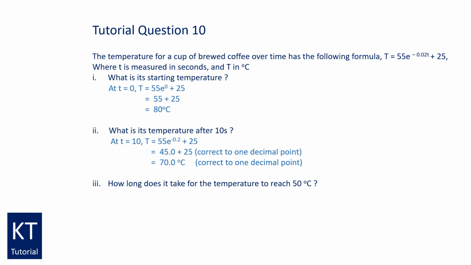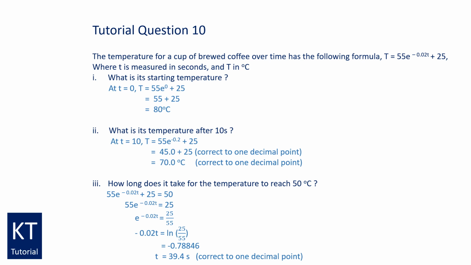3. How long does it take for the temperature to reach 50 degrees Celsius? This can be done by first expressing the formula as being equal to 50, then simplifying it in the form of its exponent. Next, you will convert this exponent to its log form and solve for t from there.